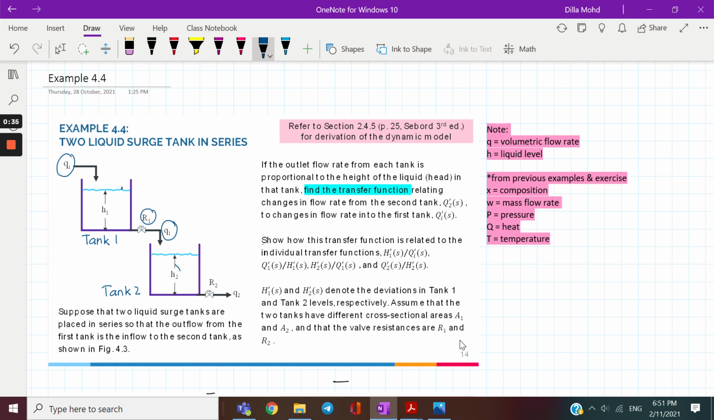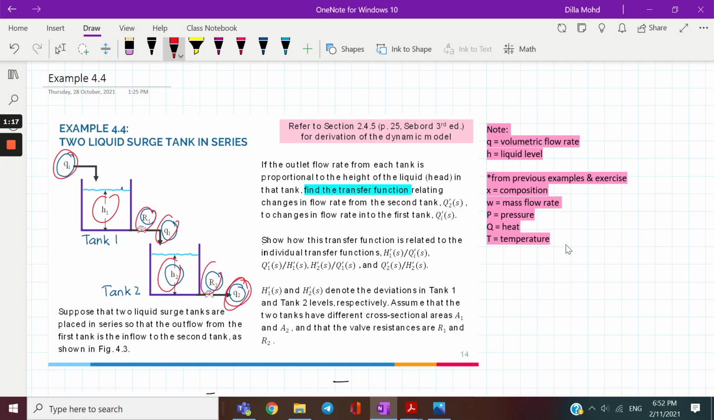H2 is the level in tank 2, and then you have a resistance R2 representing the resistance in the valve at the outflow of tank 2, and you have Q2, which is the volumetric flow rate that comes out from tank 2. Okay, so in this problem, what they want you to do is to get the transfer function that relates the output Q2 to the change in input QI. So how are we going to do this? We need to find the transfer function that relates all of these variables.